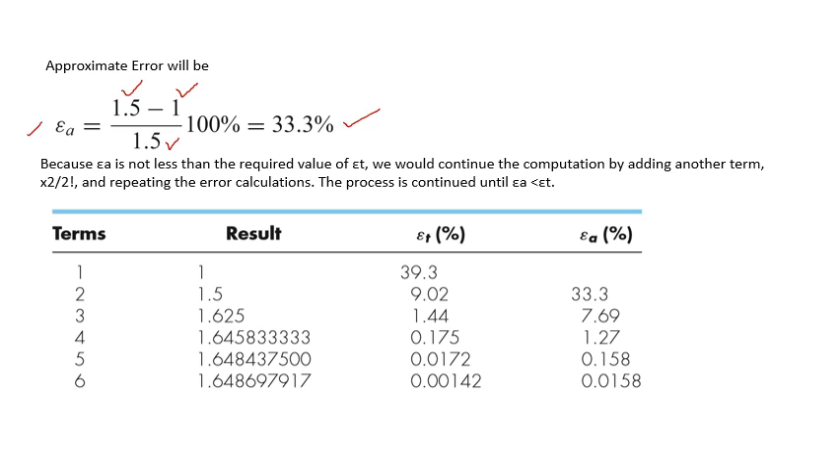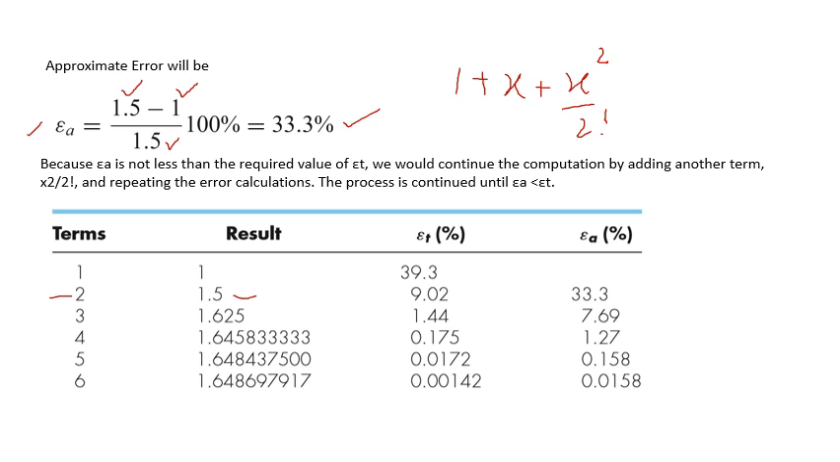that will come up to 33.3 percentage. Now when we go on adding the number of terms in the series, like first 1 plus x, then if we add another term of x square upon 2 factorial, we get a result of 1.5, where the true error will be 9.02 percentage and approximate error will be 33.3%.